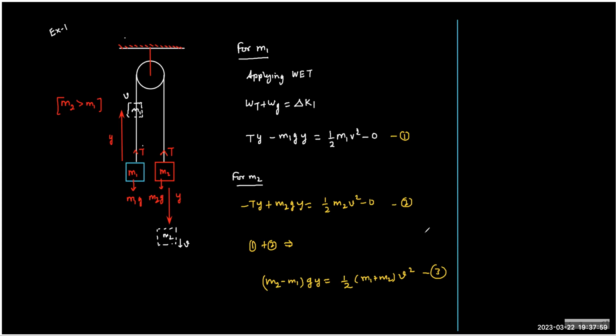Okay. So now what we have is, you can see clearly, V square. So what is V square? V square is twice of M2 minus M1 into G upon M1 plus M2 into Y. So you can clearly see V and Y, we have a function. V square is a function of Y. To get the acceleration, the only choice is we have to differentiate both sides.